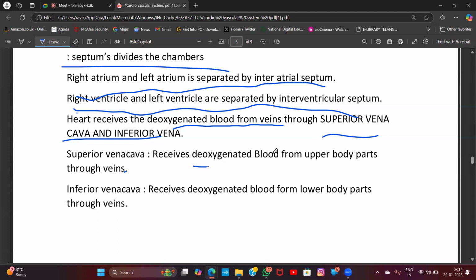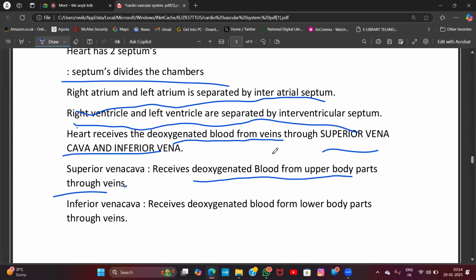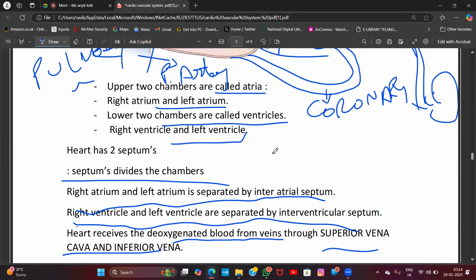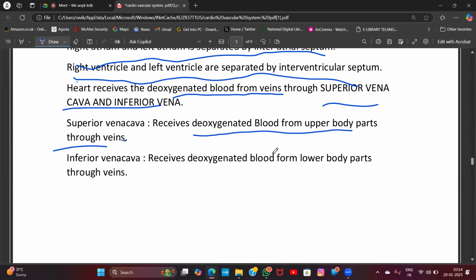The superior vena cava receives deoxygenated blood from the upper body parts through the veins. Upper body parts means hands, neck, and head. The CO2 from the upper body parts is received by the superior vena cava. The inferior vena cava receives the deoxygenated blood from the lower parts of the body.